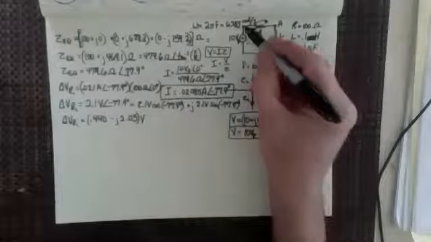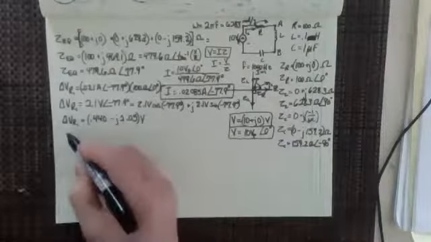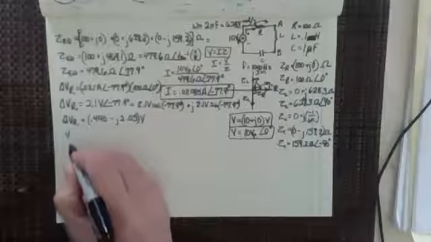Now, how do I apply this? How do I apply my voltage drop? Well, I know that I started out at 10 volts plus J0. So let's find out: what is the voltage at A?